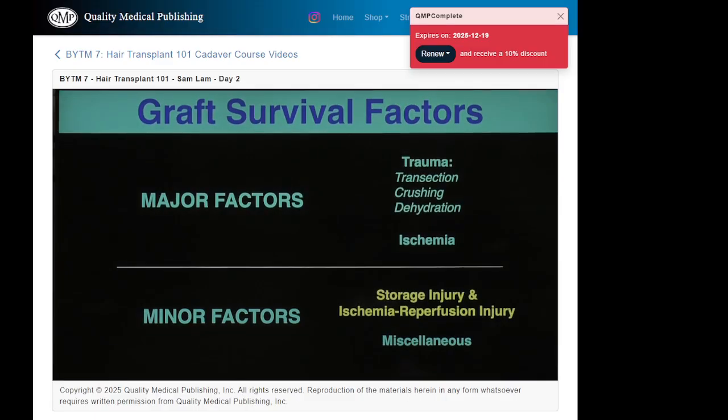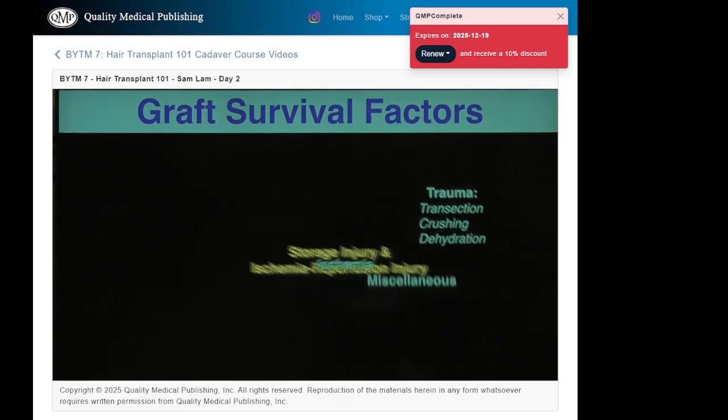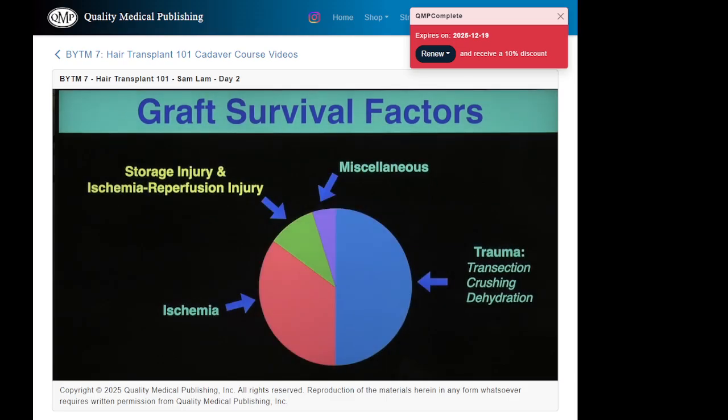However, there are major factors and there are minor factors. The major factors in terms of graft survival are how you handle them: transection, crushing them, dehydration. I told you 3 minutes before they're dead. Ischemia. Minor factors are really going to be the storage injuries that we're going to talk about in detail: ischemia, reperfusion injury, what that means exactly, and just miscellaneous factors. So on a larger scale, it's a smaller factor. However, it's still an important one.